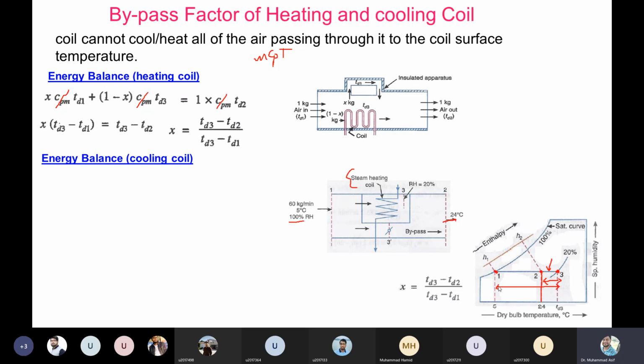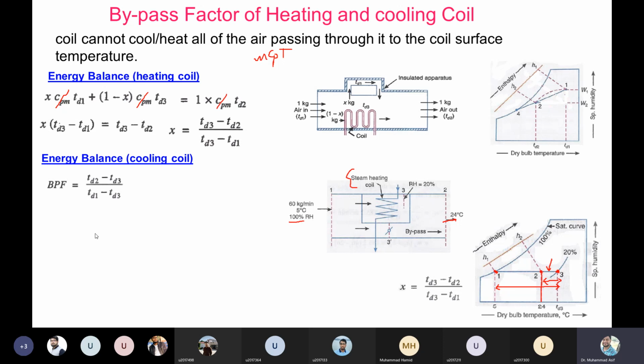Similarly, we can apply this to the cooling coil. Let's say this coil is now a cooling coil, then the refrigerant will pass through it. Right? So the same formula can be obtained as in the case of heating. The only difference is that the sign will be changed. Instead of TD3 minus TD2, it will be TD2 minus TD3. Similarly, it will be TD1 minus TD3 in the case of the cooling coil.